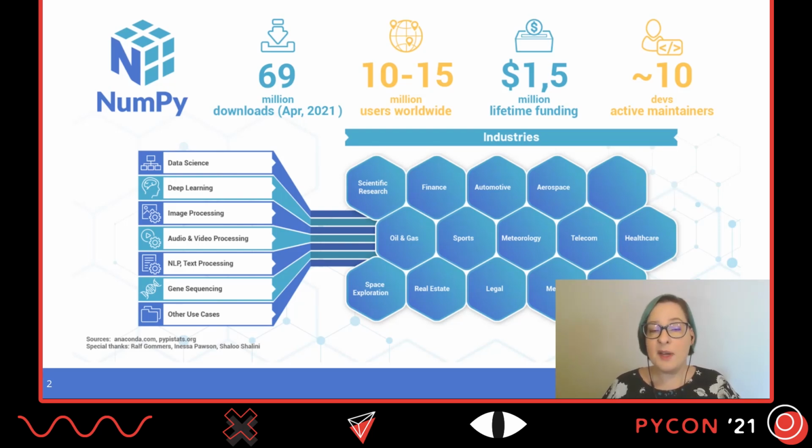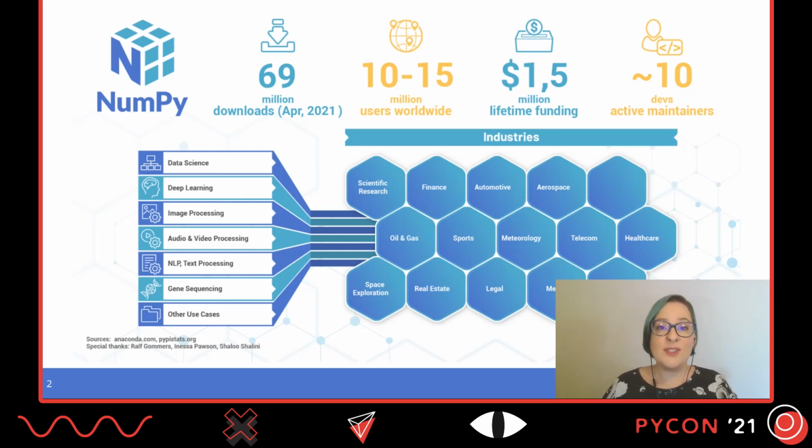As of last month, we counted 69 million downloads. These are monthly downloads on PyPI, and we estimate that we have around 10 to 15 million users worldwide. It has received around $1.5 million in lifetime funding, and at any given time, we count around 10 active maintainers.